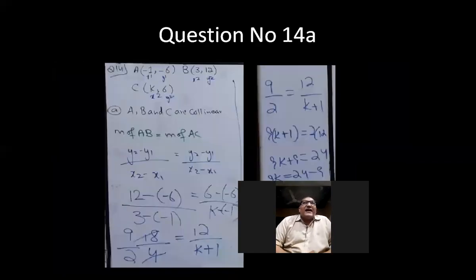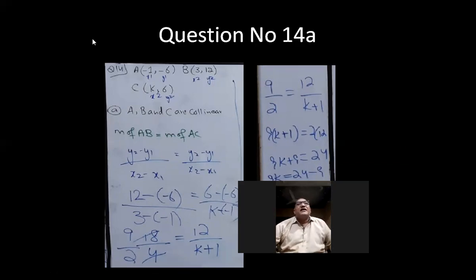So we have on your screen question number 14 showing up. Let me read it from the book. The coordinates of the 3 points are: A point is -1, minus 6, B point is 3, 12, and the C point is K, 6. Find the value of K if A, B, and C are collinear. If A, B, and C are collinear, collinear means they are in the same line.